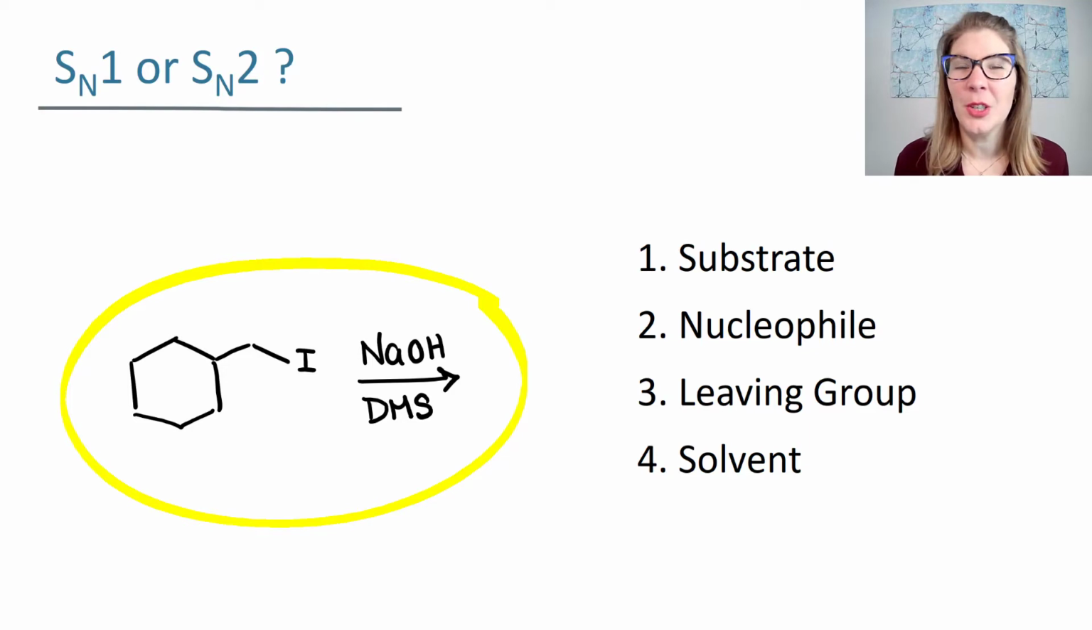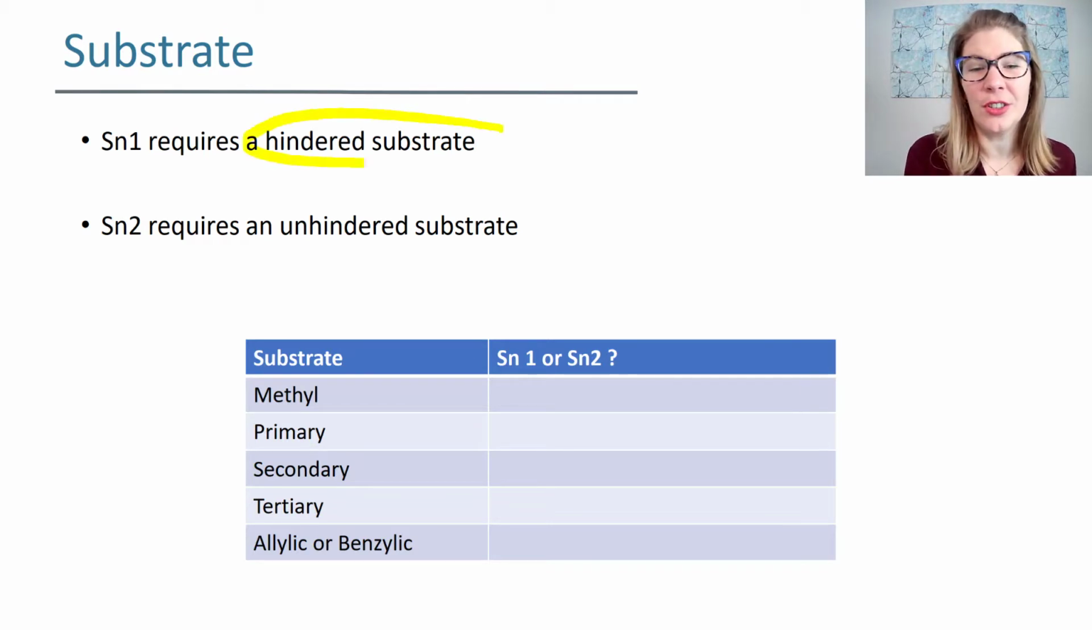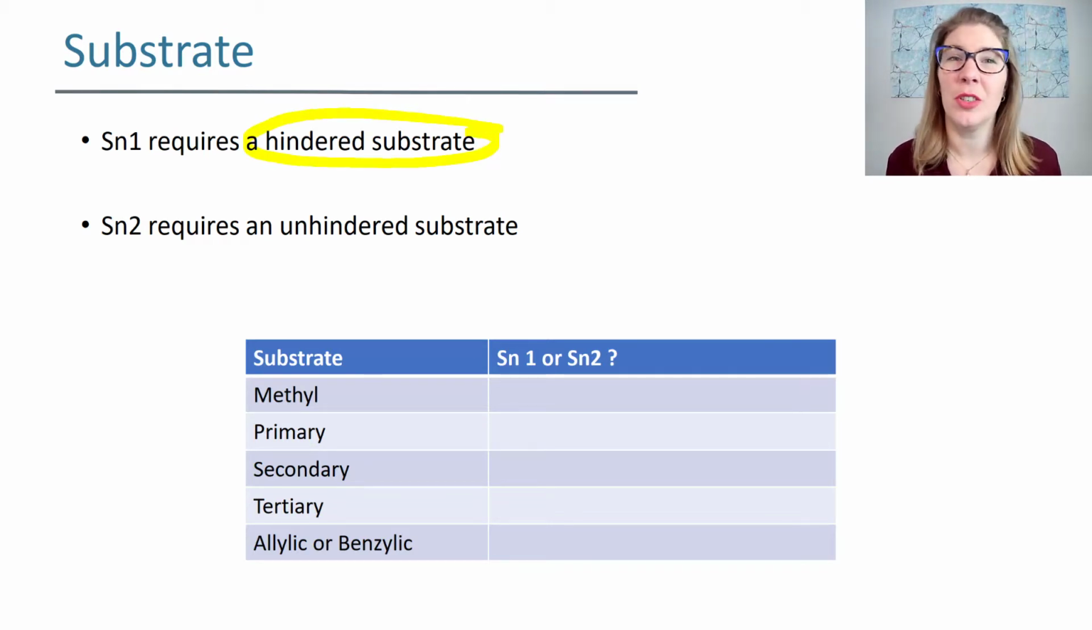The first thing that we're going to do is look at the substrate, then we'll look at the nucleophile, then the leaving group, and finally the solvent. I want to start first by looking at the substrate. Remember, the substrate is just the fancy word for the electrophile. An SN1 mechanism is going to require a hindered substrate, so something that's more substituted.